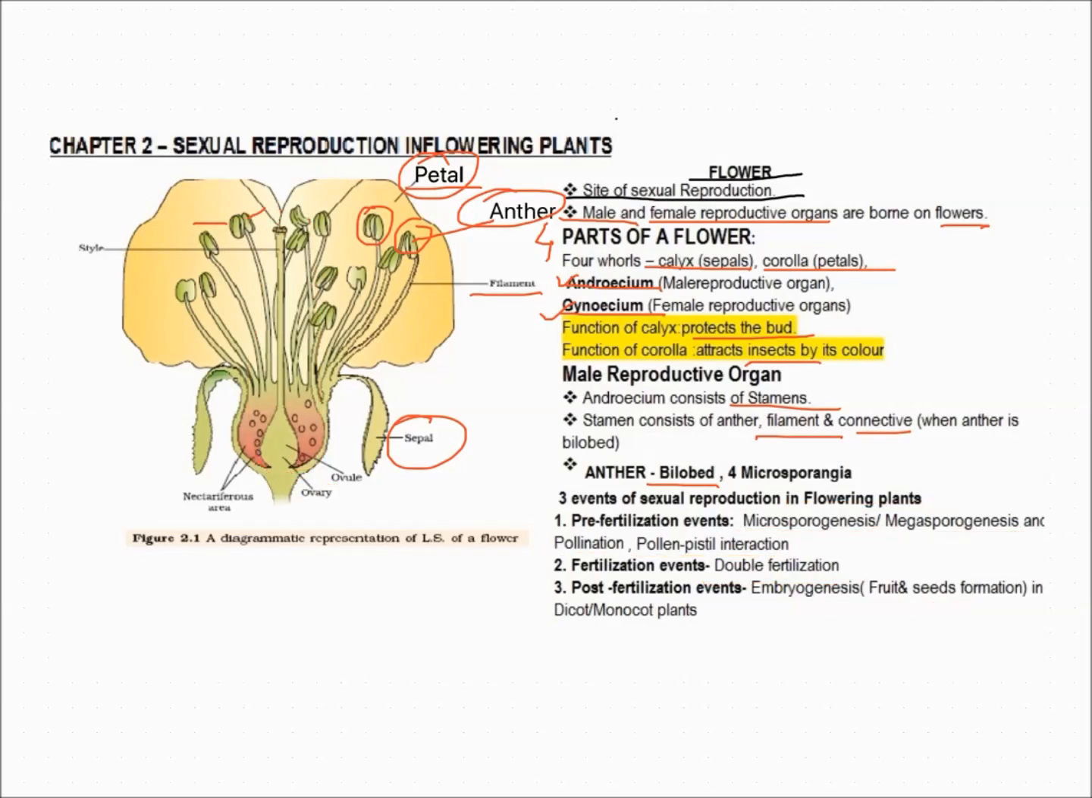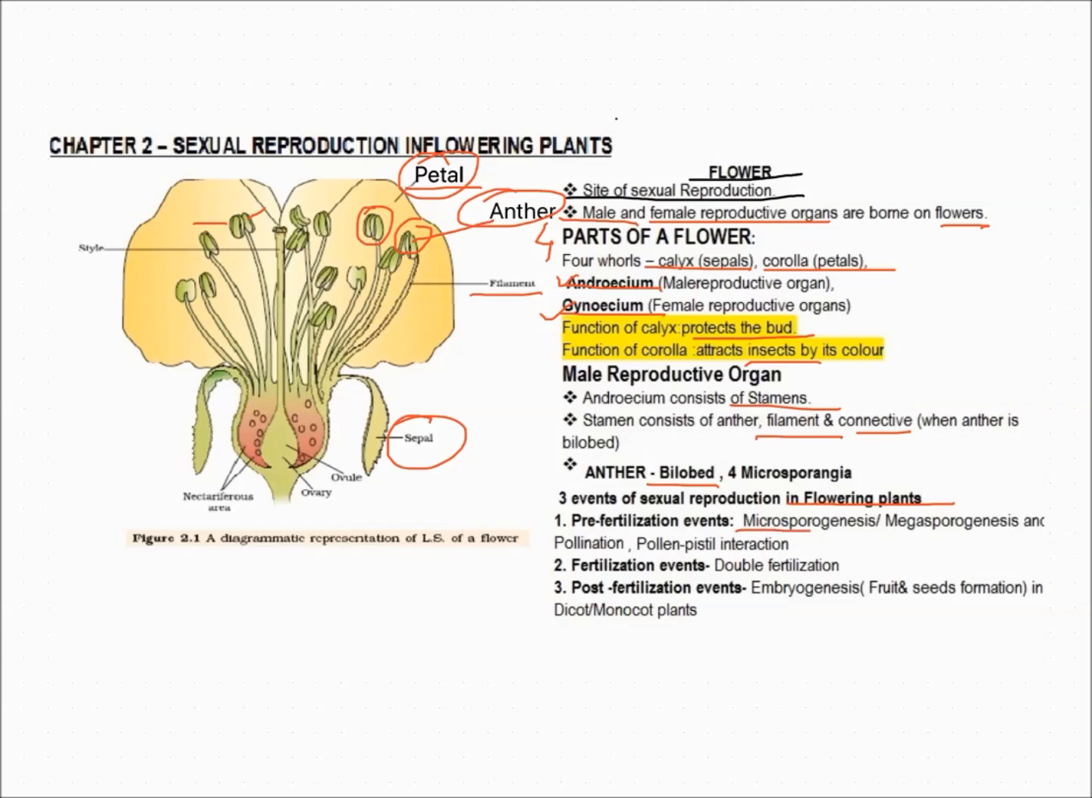We have already studied that three events take place in sexual reproduction. In flowering plants also there will be three events of sexual reproduction. The first is the pre-fertilization event, the second is the fertilization event, and the third is the post-fertilization event.